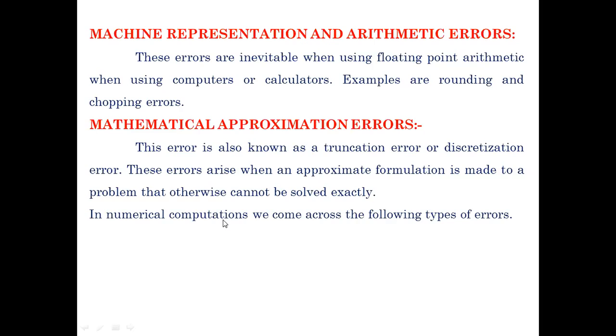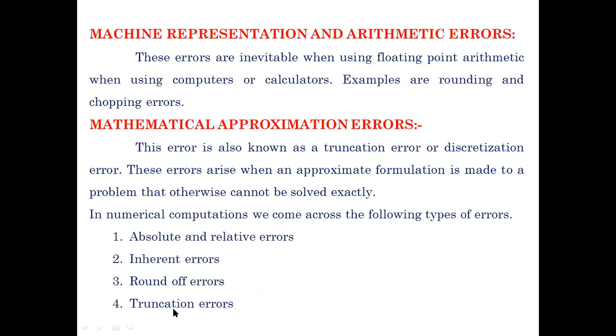In numerical computations, we come across the following types of errors. The first one is absolute and relative errors. The second one is inherent errors. The third one is round off errors. And the fourth one is truncation errors. One by one we can go.